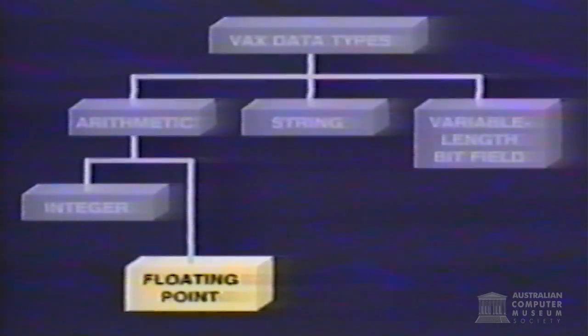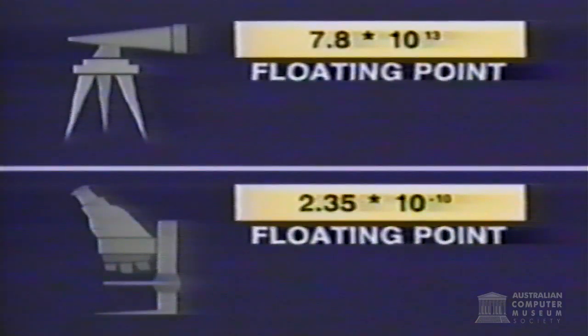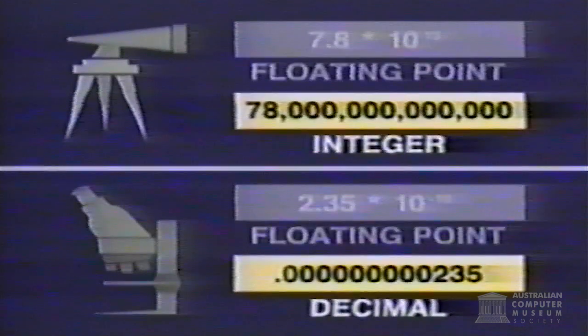For certain applications, it's necessary to use the floating point data types in place of integers. Floating point notation is used to represent very large or very small numbers, such as those encountered in scientific or engineering applications. Here are two examples of floating point numbers, compared with the same values expressed in integer or decimal form. The floating point numbers are more compact and much easier to work with.